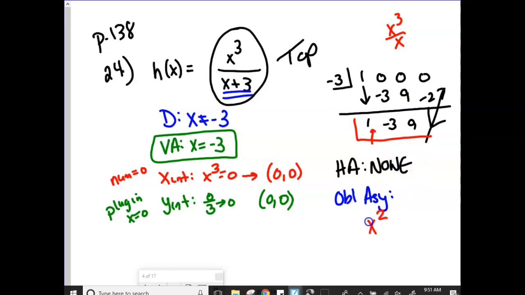Now, it would super break my heart if you wrote down x squared minus 3x plus 9, because that would be wrong. Tell me why. It's not an equation. Jacob says you gotta throw a y equals in front of it. There's your oblique asymptote. I'm not gonna take this all the way to the graph. I want you guys to have fun with that.